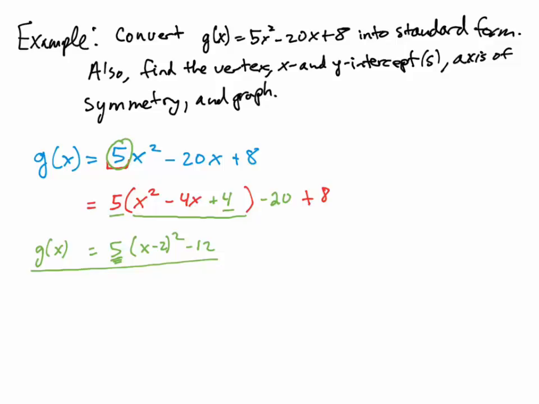Alright, from there we follow the exact same procedure to find the x and y intercepts, the axis of symmetry, and then the graph.